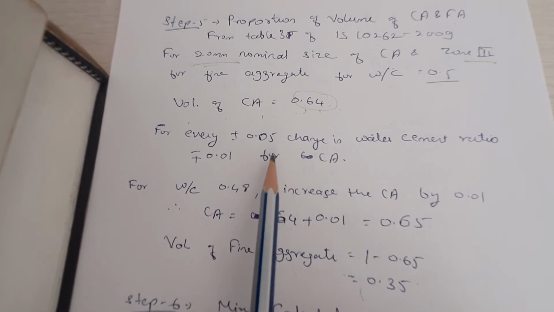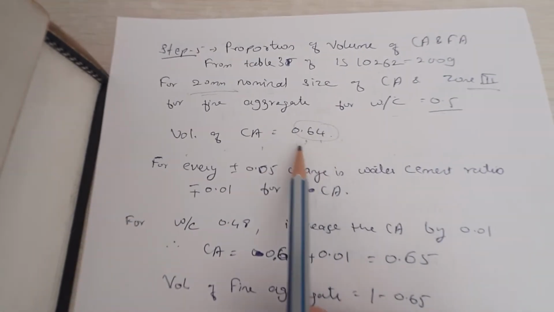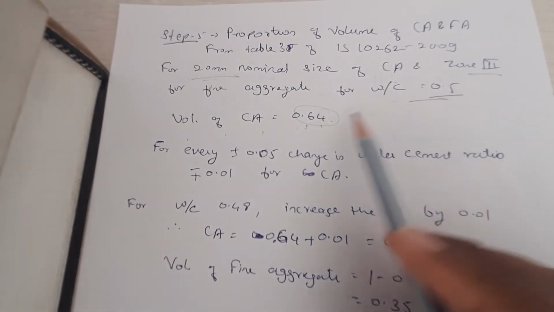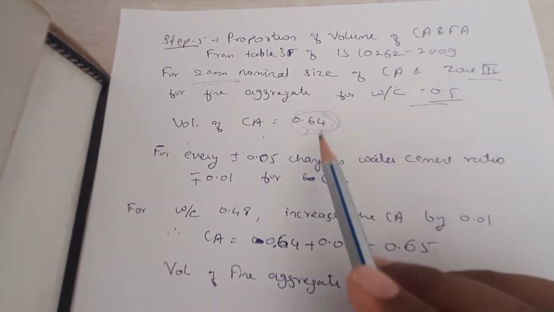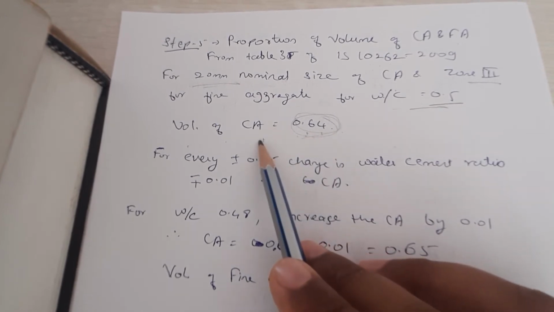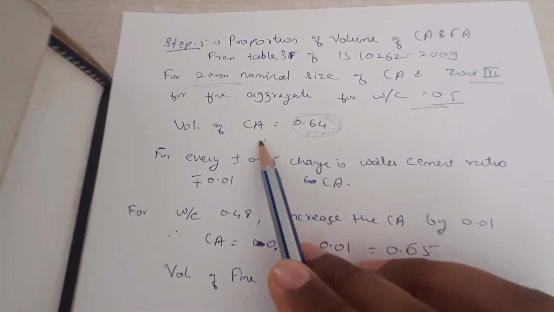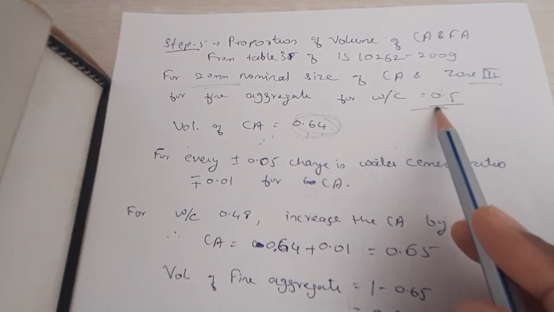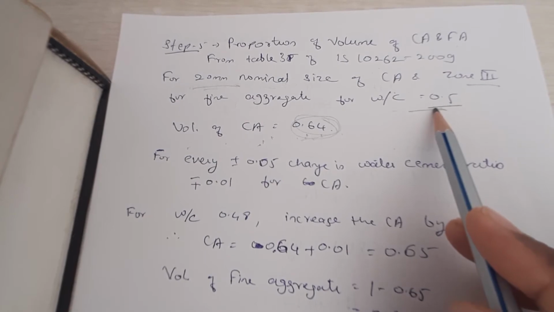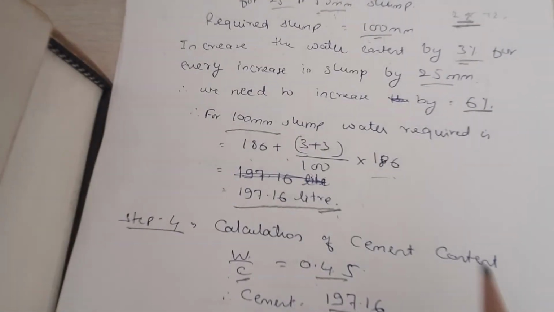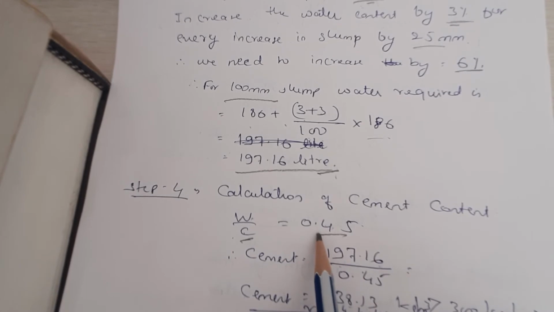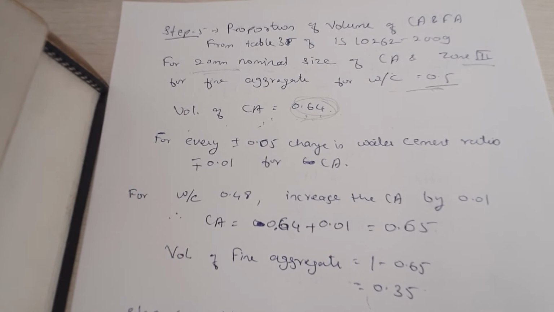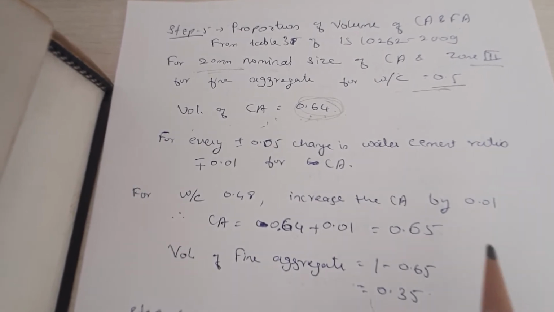So here, once again, whatever percentage he is mentioning, that is 0.64 as the coarse aggregate from the total volume of the aggregate we are adding. This is only for the water cement ratio of 0.5. But what we have assumed here, our assumed water cement ratio is 0.45, right? So here what we have done is reduced the water cement ratio by 0.05, right?